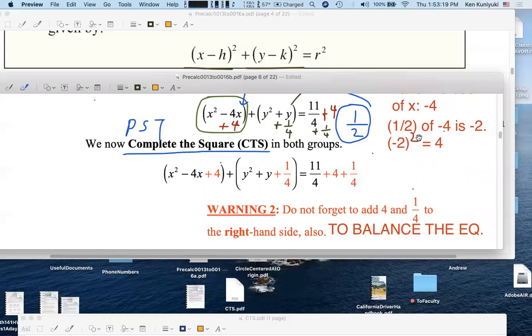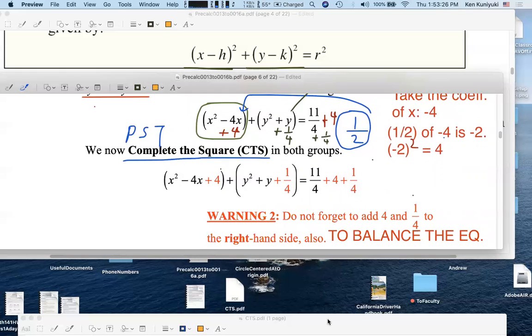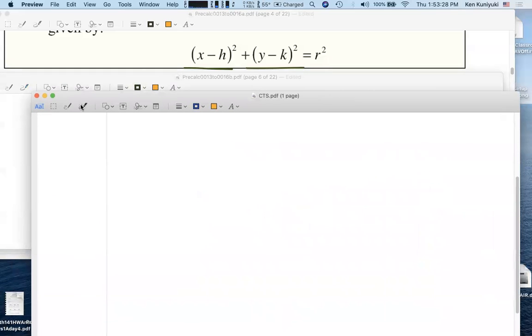By the way, why is it that we do this? Why do we take these coefficients on x and y, take half, and then square the results? Why do we do that? So very quickly, here's why we do that.